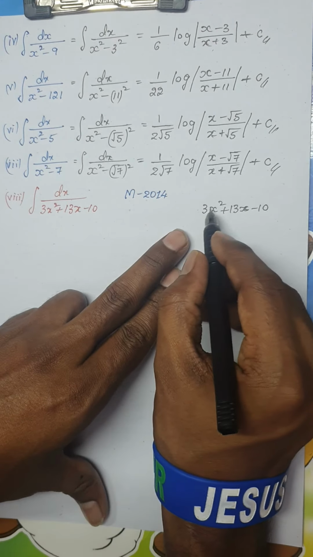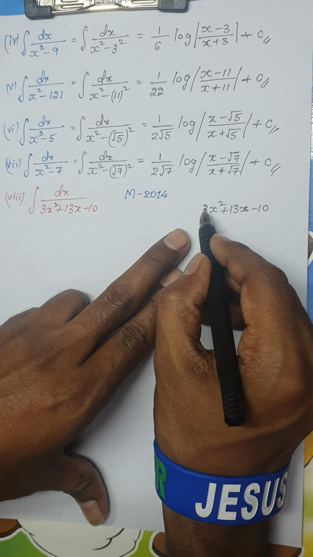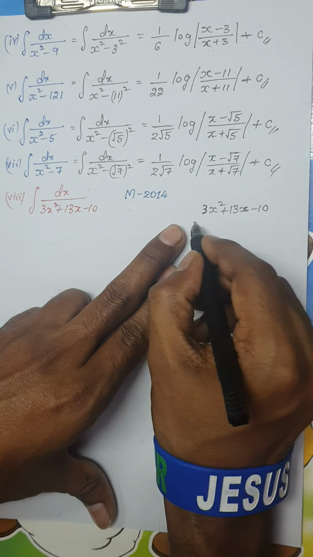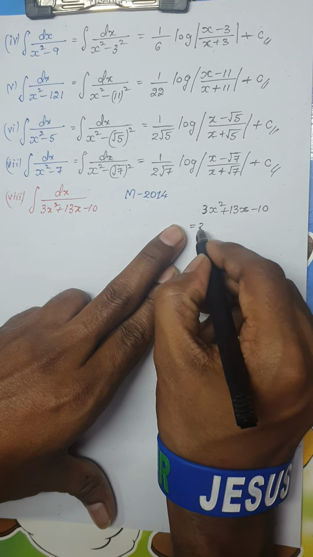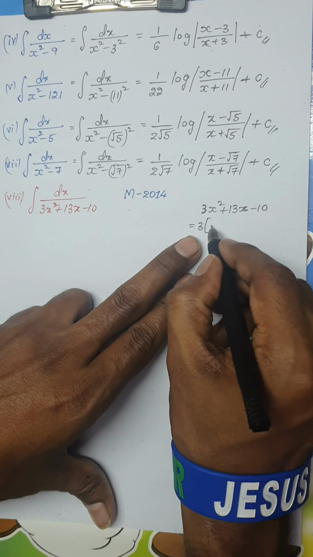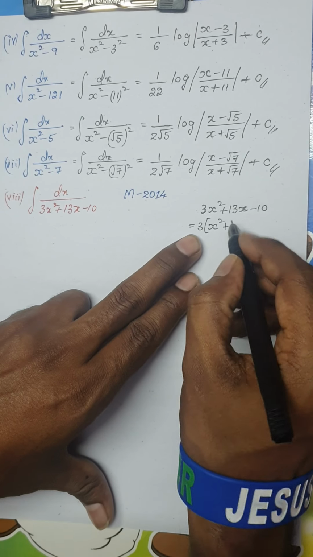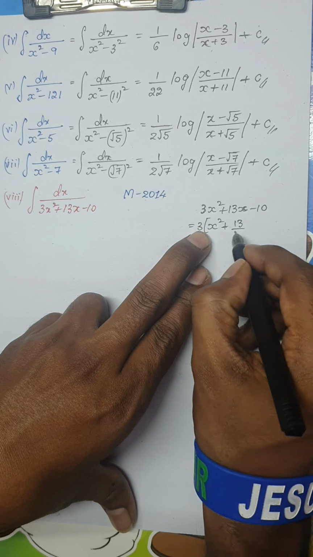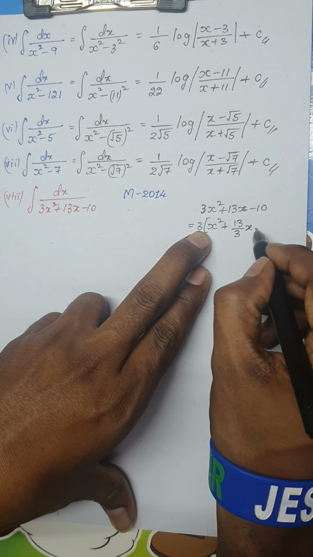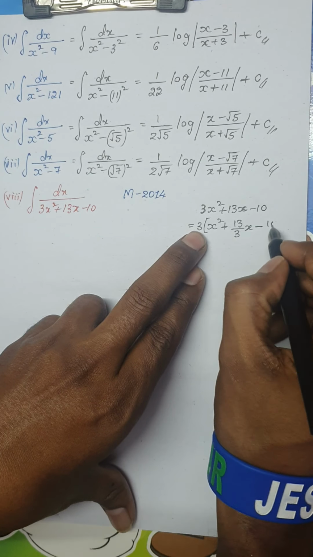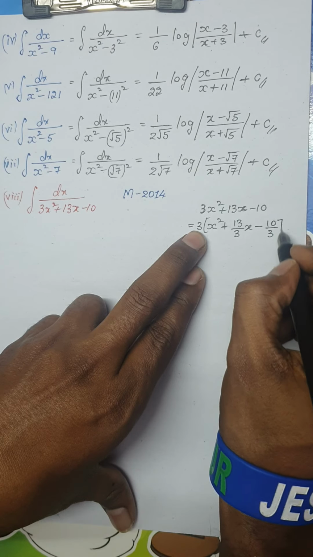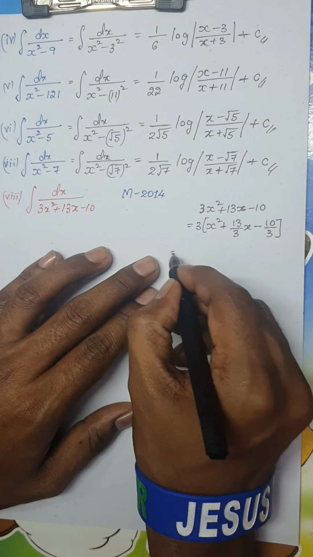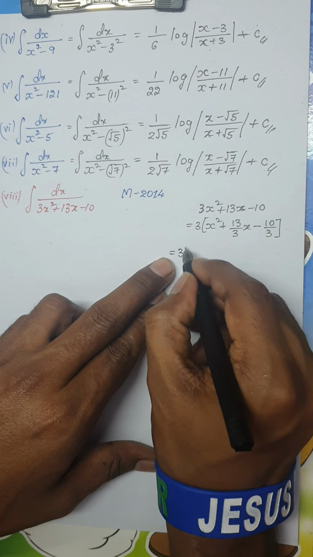So for this kind of question, this 3 is not a perfect square. When I have a number which is not a perfect square, I can take it outside. So I will write x square plus, because 3 is taken outside, 13 by 3 x, minus 10 divided by 3. Okay, see how I'm going to solve this. This is nothing but, remember, 3 is outside.